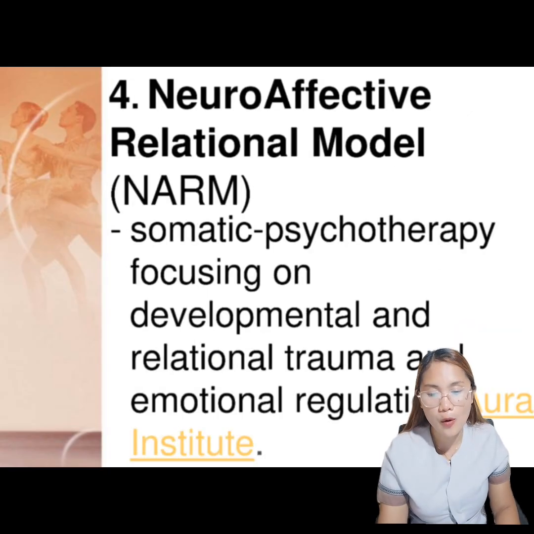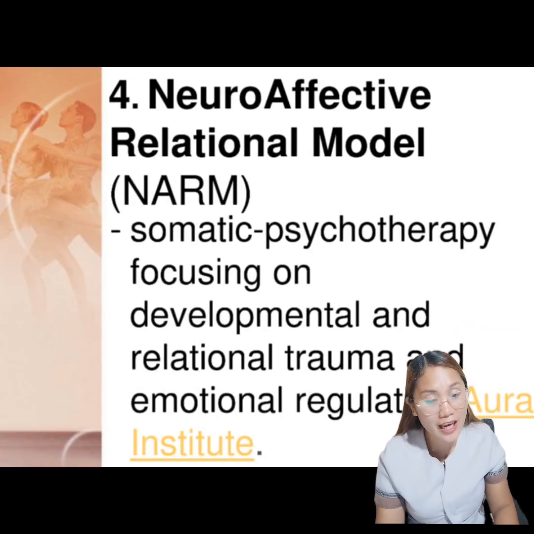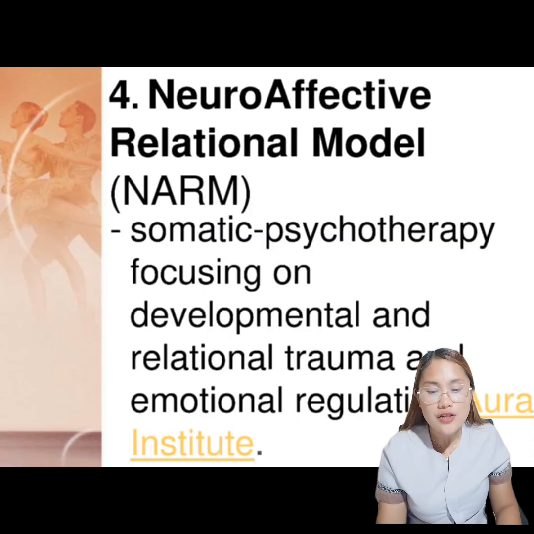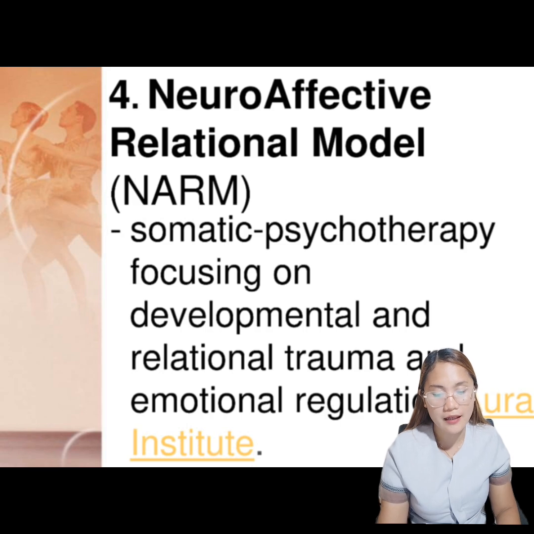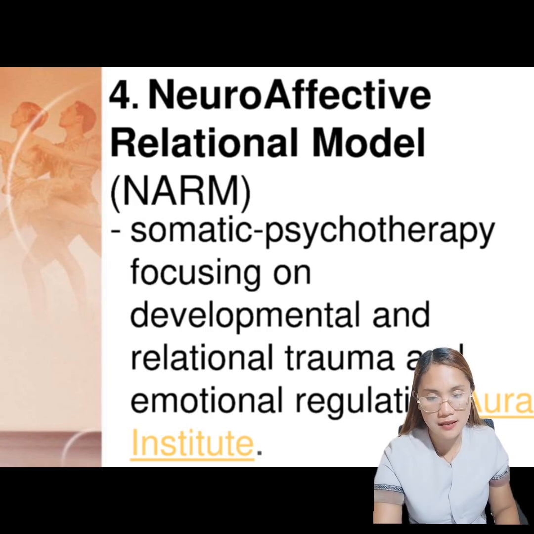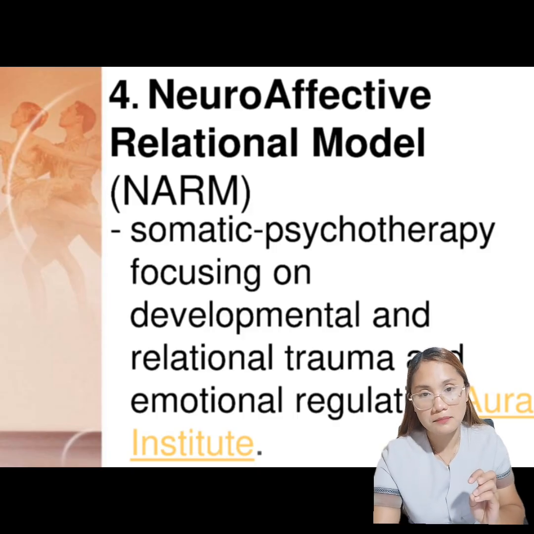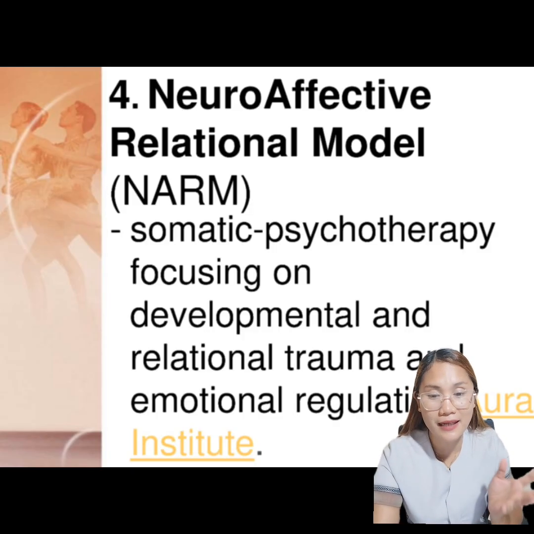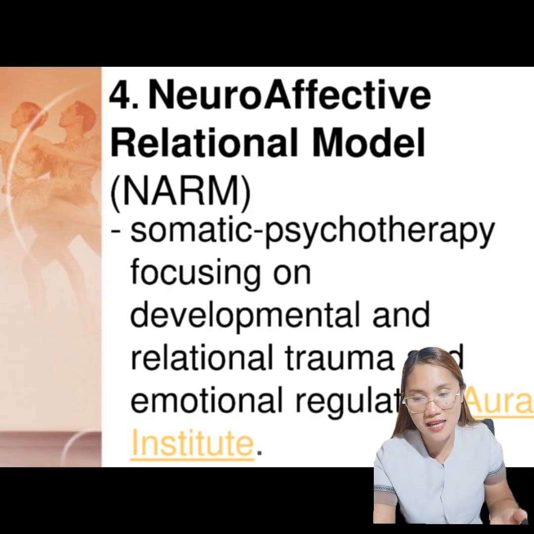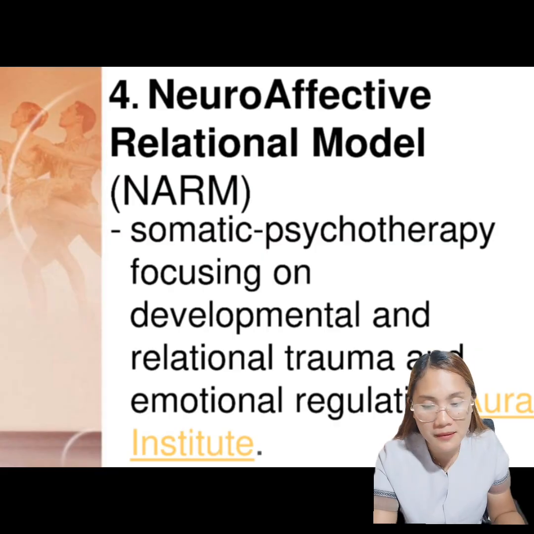Next is the neuroaffective relational model or NARM. It is a somatic psychotherapy focusing on developmental and relational trauma and emotional regulation. An example of this is a client or a learner practicing recognizing emotions in the body and naming them calmly. So that is the neuroaffective relational model, NARM.